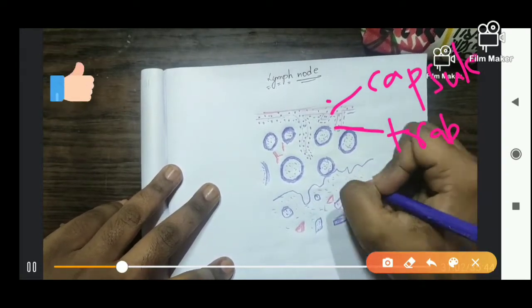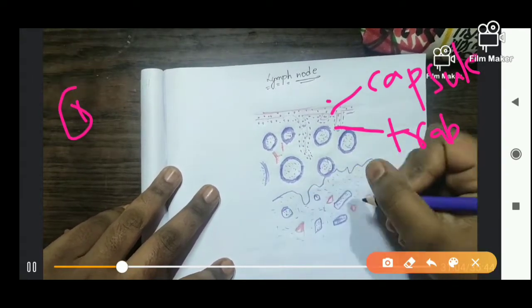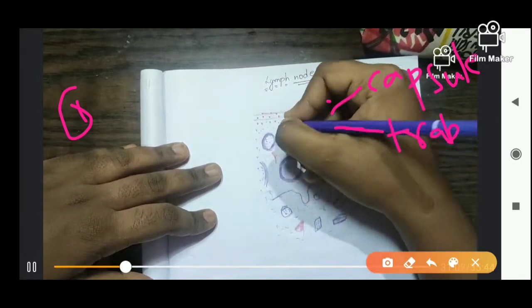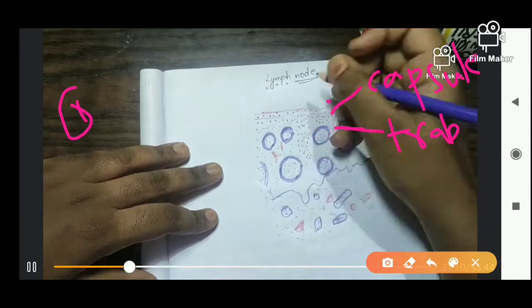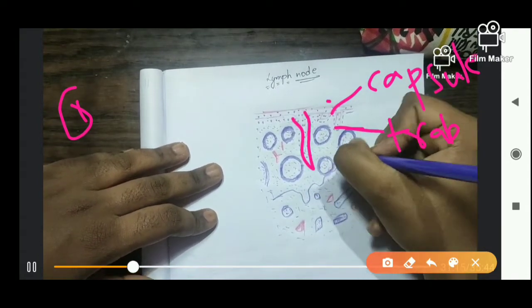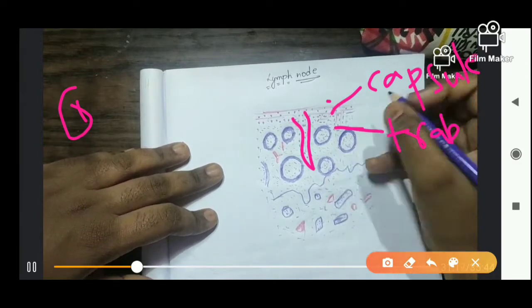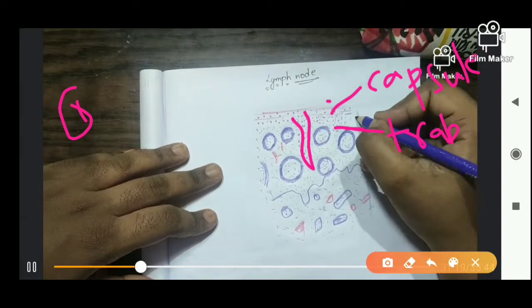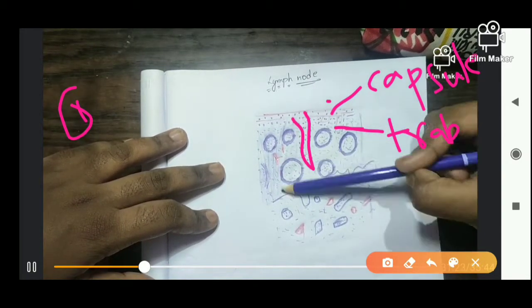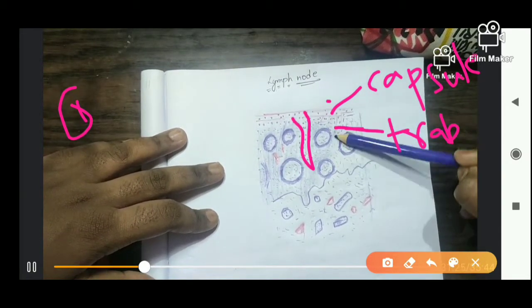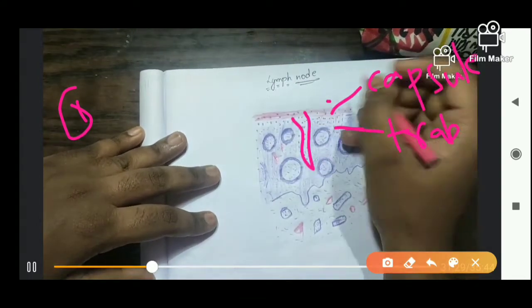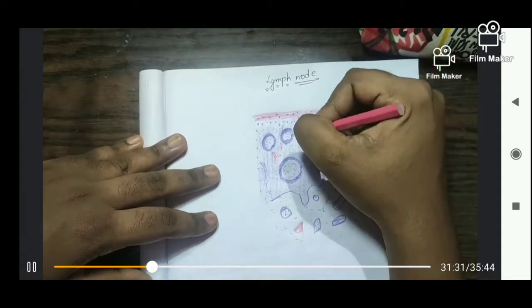So the first point you should remember is that the capsule is made up of connective tissue, the second point is that it is pierced by efferent lymphatic vessels, and the third point is that numerous trabeculae arise from the capsule and enter the lymph node. These are the points that you should remember under the heading capsule. The lymph node is basically divided into three parts, that is capsule, cortex and medulla, and we have discussed the capsule. So let's go into the second part, that is cortex.